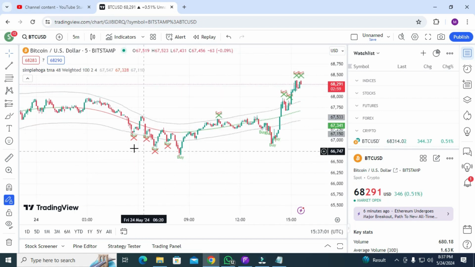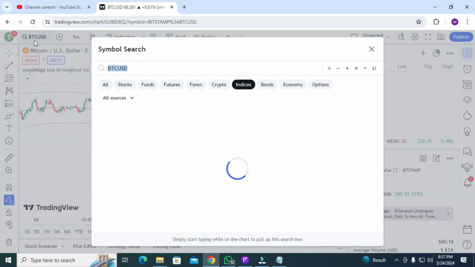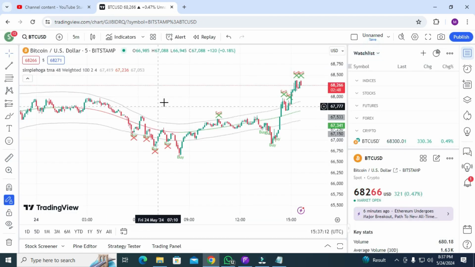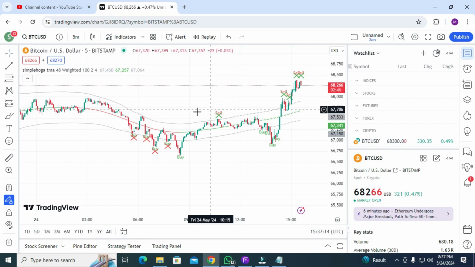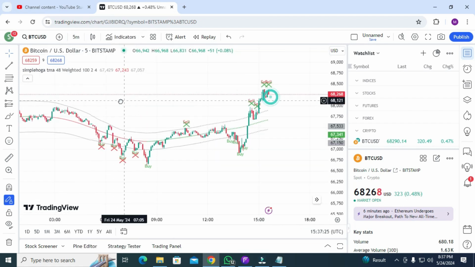Okay, this indicator is especially for Bank Nifty, for BTC, for Nasdaq. I will show you the results. First of all, I need to tell you the conditions. Okay, I'm using the 5-minute time frame. You can use it on the 1-minute, 5-minute, 15-minute, 1-hour time frame, whatever. Here I need to show you the signals.